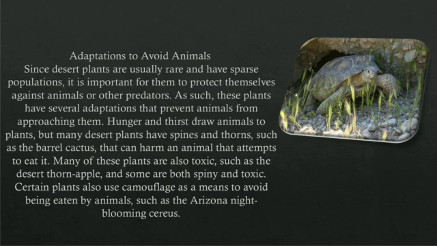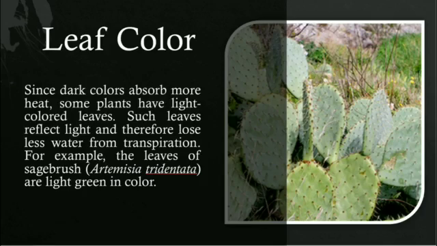Many of these plants are also toxic, such as the desert thorn apple, and some are both spiny and toxic. Certain plants also use camouflage as a means to avoid being eaten by animals, such as the Arizona night blooming cereus. Leaf color. Since dark colors absorb more heat, some plants have light colored leaves. Such leaves reflect light and therefore lose less water from transpiration. For example, the leaves of sagebrush, Artemisia tridentata, are light green in color.